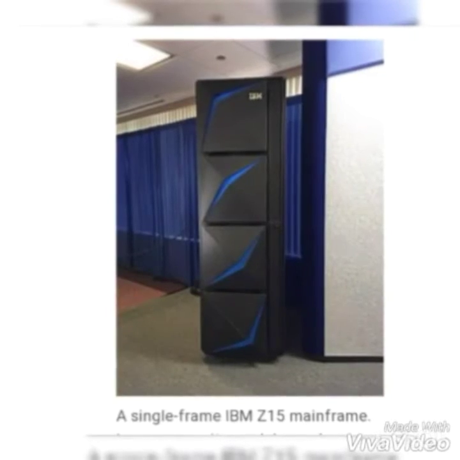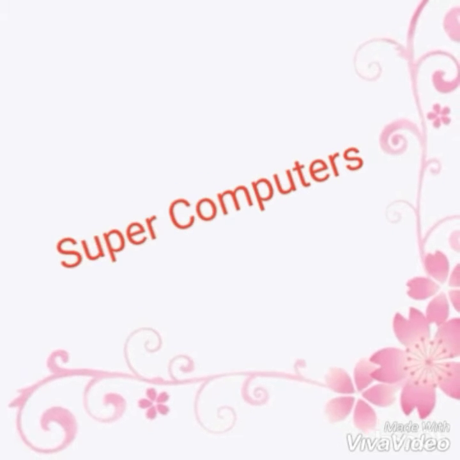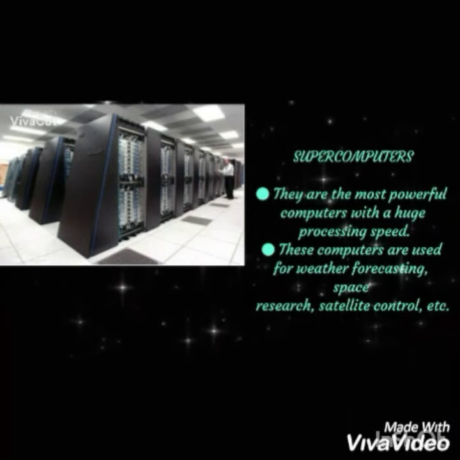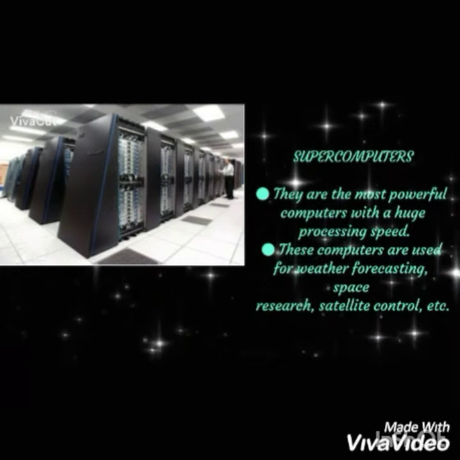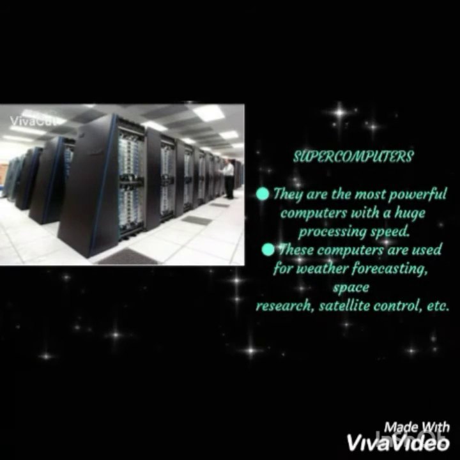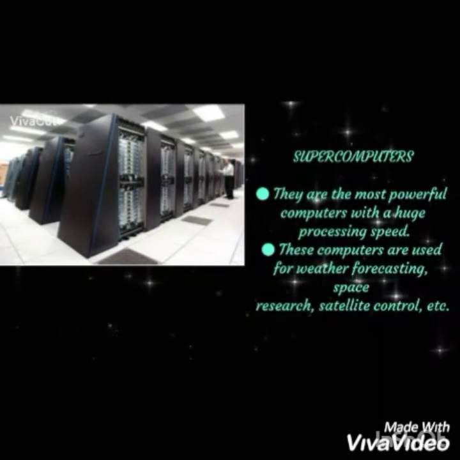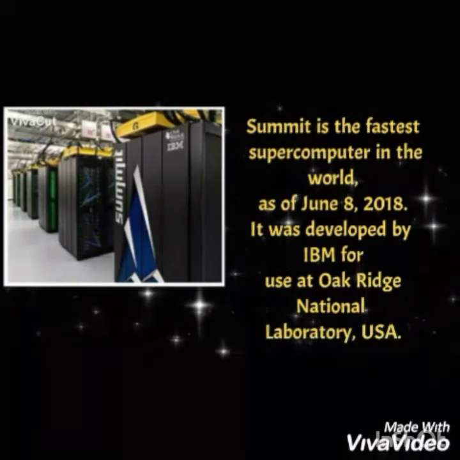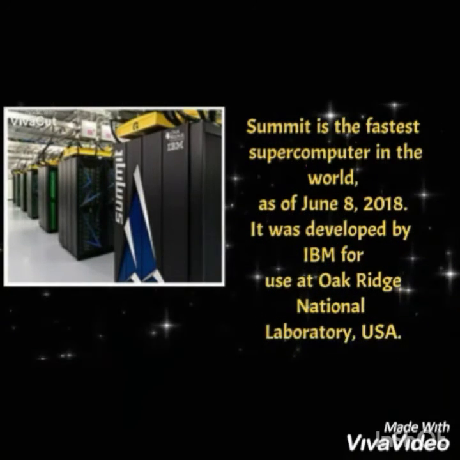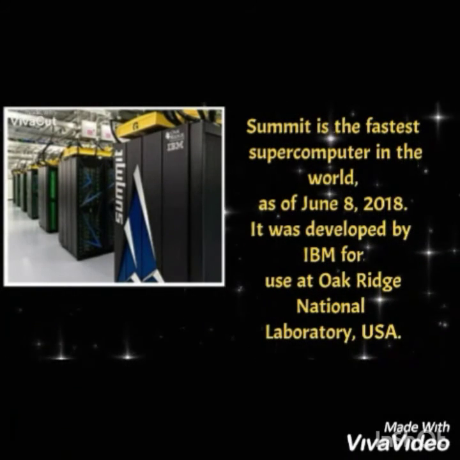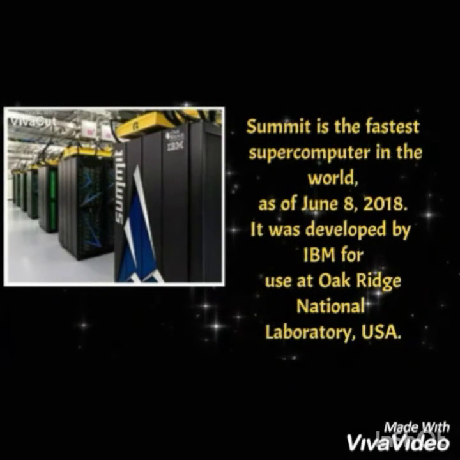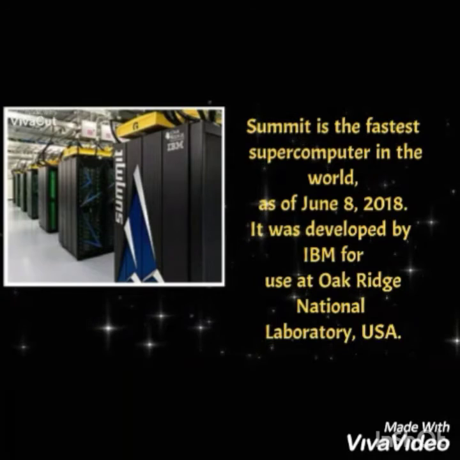Then the last is supercomputers. They are the most powerful computers with a huge processing speed. These computers are used for weather forecasting, space research, satellite control, etc. Summit is the fastest supercomputer in the world as of June 8, 2018. It was developed by IBM for use at Oak Ridge National Laboratory, USA. These are the examples of supercomputers.